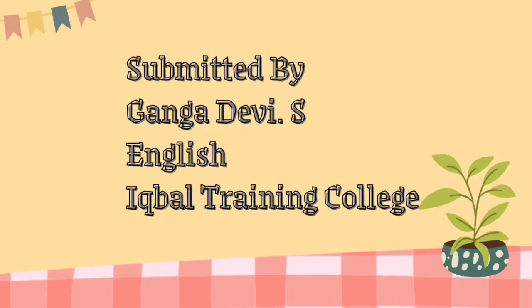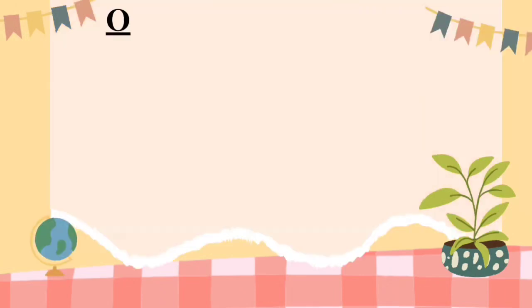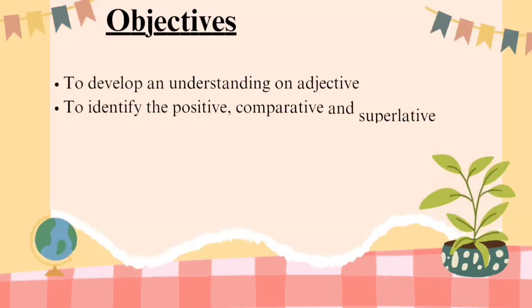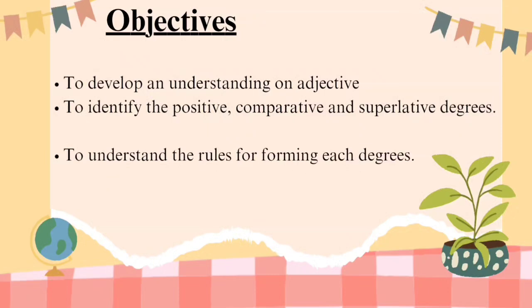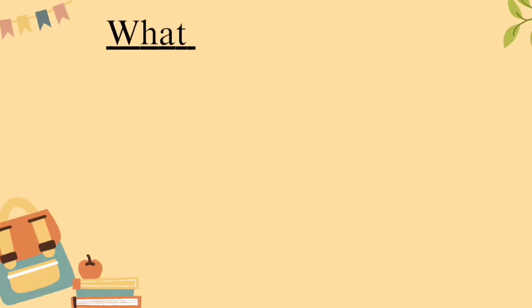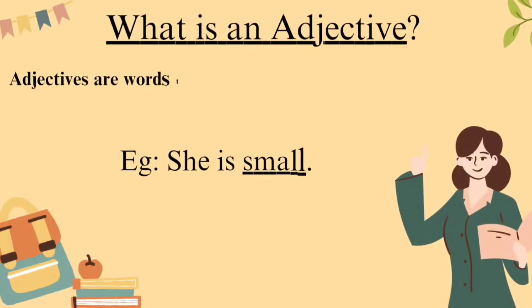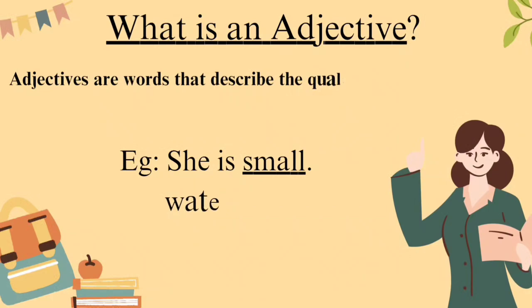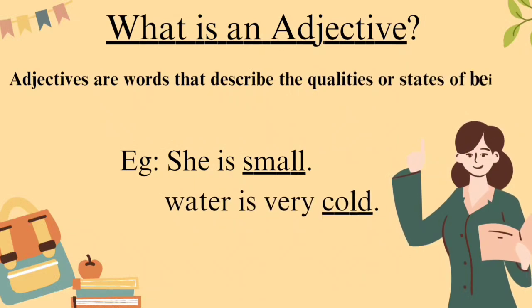Hi dears, today we are going to discuss a new topic, degrees of comparison in 8th standard English textbook. But before going into the topic, just look what is an adjective. An adjective is a word that describes the quality or state of being of a noun.